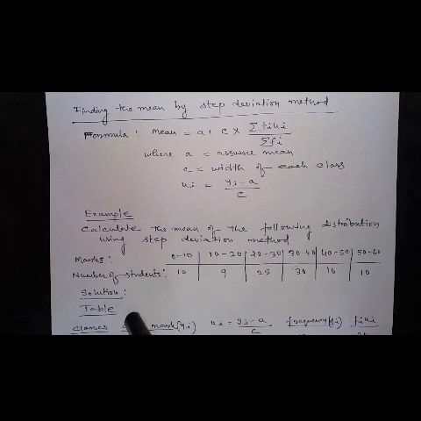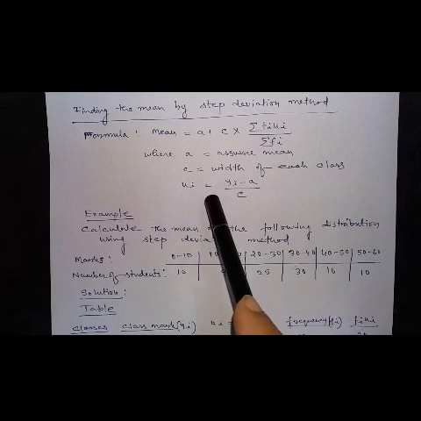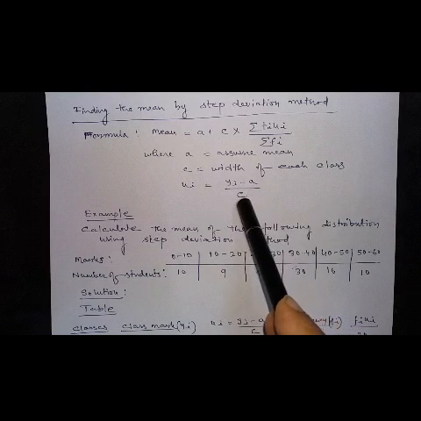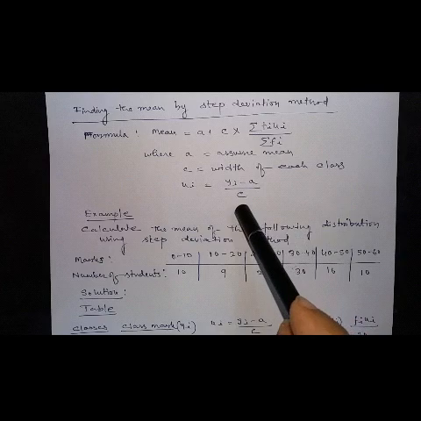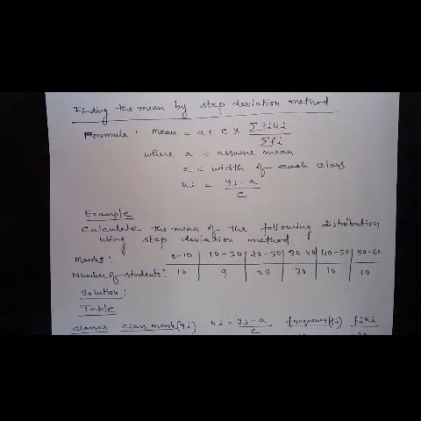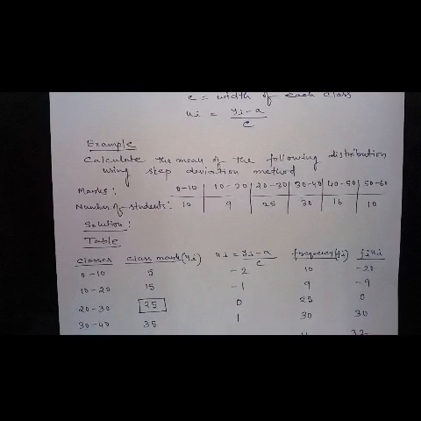Suppose one class interval is 0 to 10, 10 to 20, so the width of the class is 10 in that case, and one new operation, ui equals yi minus a by c. Yi is the class mark, a is the assumed mean, and c is the width of each class. So now let us see one example related to this.